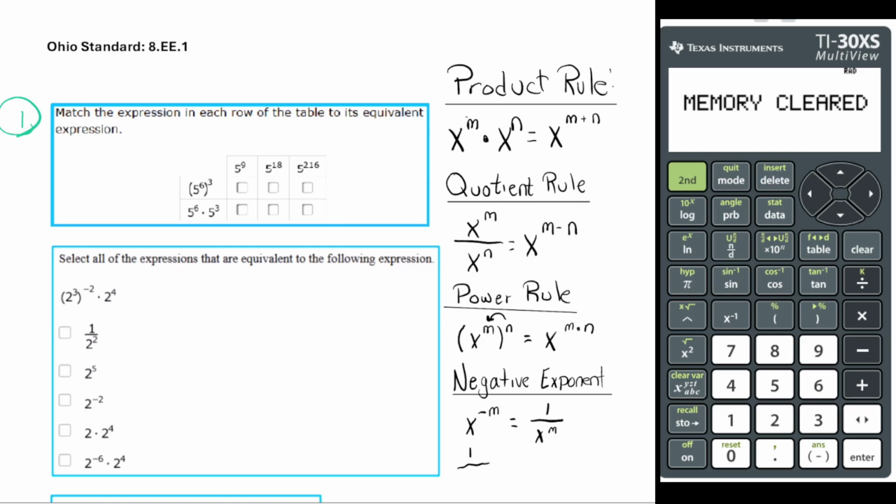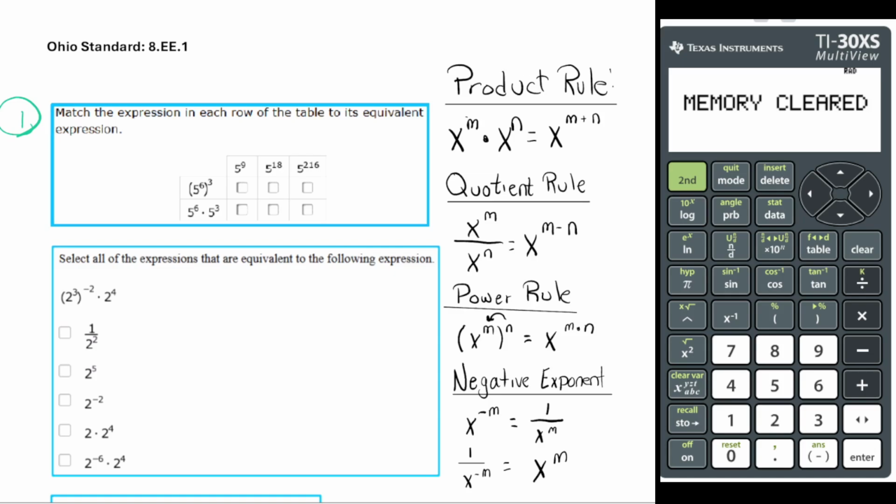Conversely, if you have 1 over... Ooh, that's a terrible line. If you have 1 over x to the negative m, you would move it to the other side of the fraction bar, and it would just become x to the m. What I like to do is I like to relate it to that one song from Madagascar. I like to move it. You have to move it.